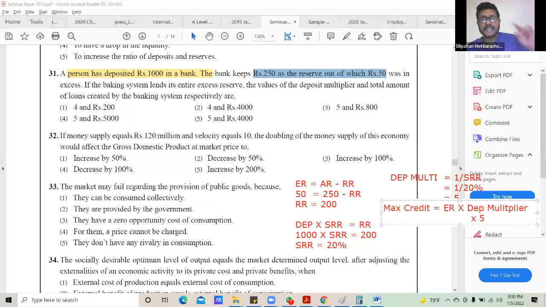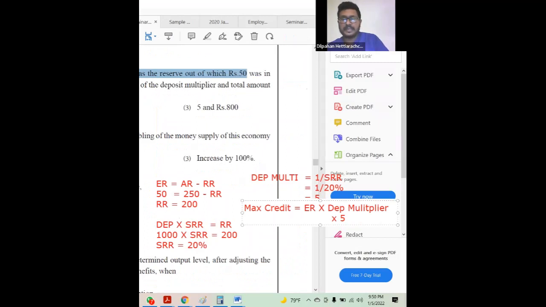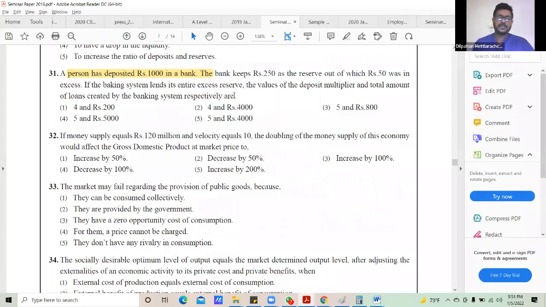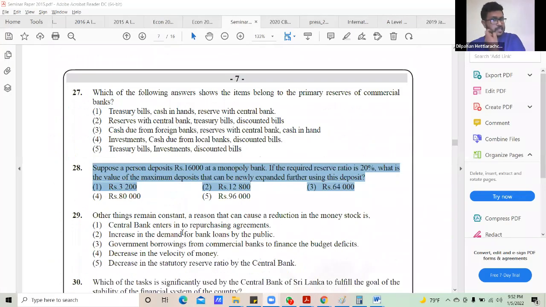200. Why? Statutory reserve ratio is 20%. Out of 1,000, we have to keep 20%. The remaining 800, they can do whatever they want. What is the excess reserve then? The remaining 800. So 800 into 5 would be... So what's the answer for this question then? Answer number 5. Multiplier 5 and the total loans the banking system can grant, it's 4,000. Yes.